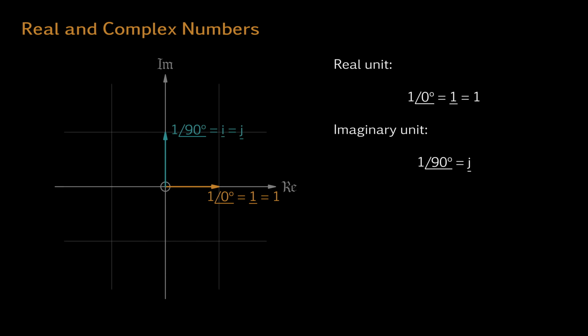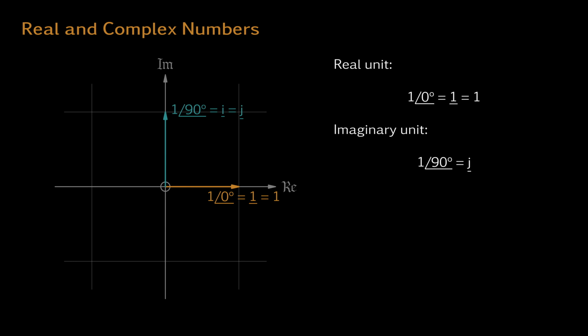The imaginary unit has a very interesting property. If we multiply J by itself, that is square it, we have to scale its length by 1 and add another 90 degrees to its angle of 90 degrees. This gives us an arrow of length 1 and angle 180 degrees, which represents the real number minus 1. So the imaginary unit J squared equals minus 1, a fact that can be very useful to solve algebraic equations.